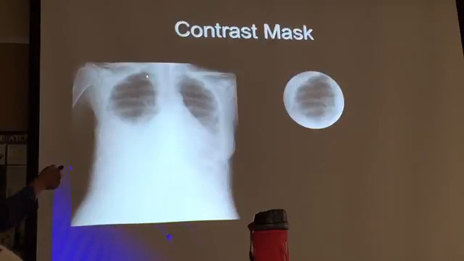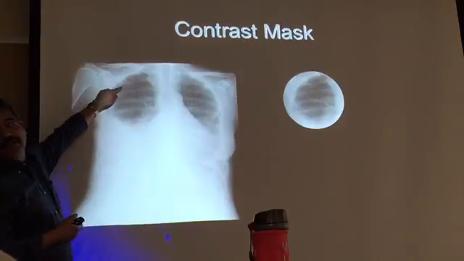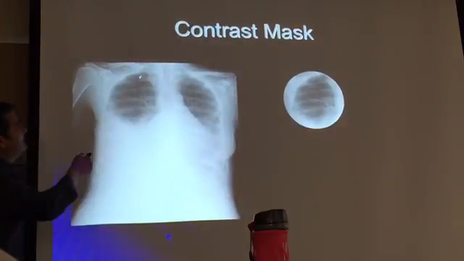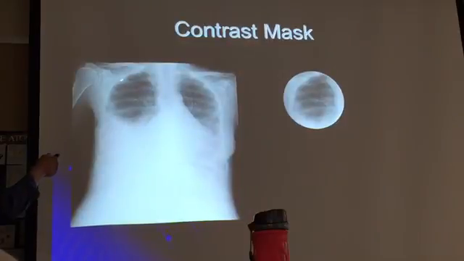Take a look at this. See this line here? That's pneumothorax. See how clear that is? The vessels. See this line here? That's pneumothorax. It's kind of difficult to see it, but look at it here now. See how clear it is? It's much more clear. That's why you do the masking.